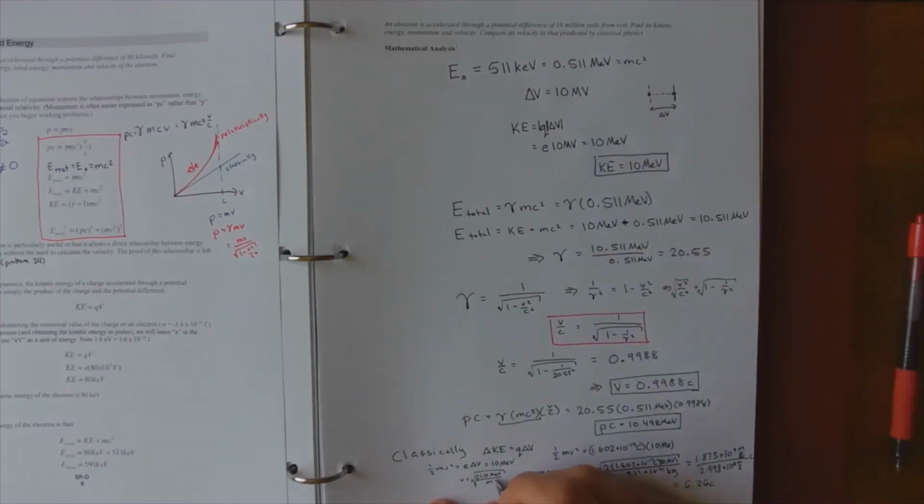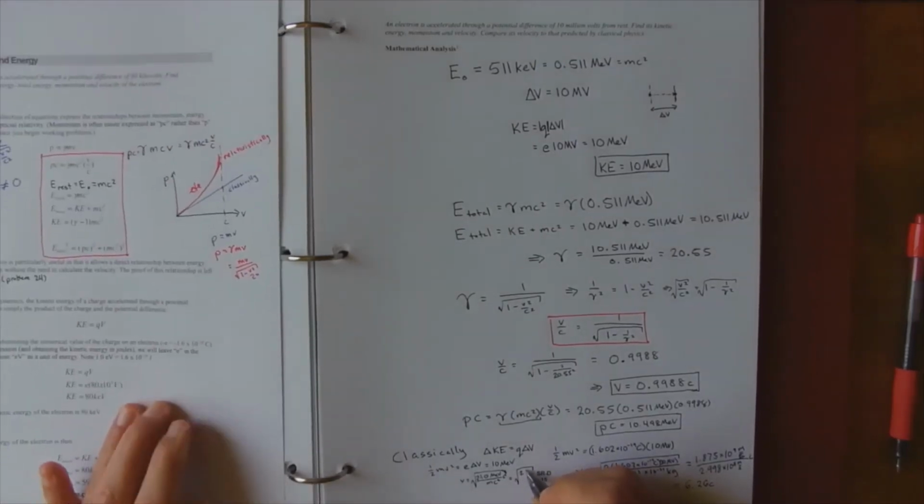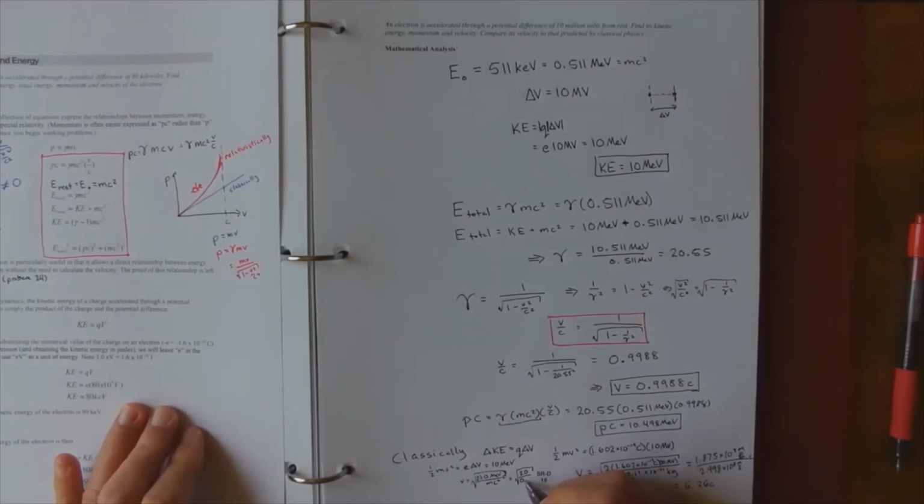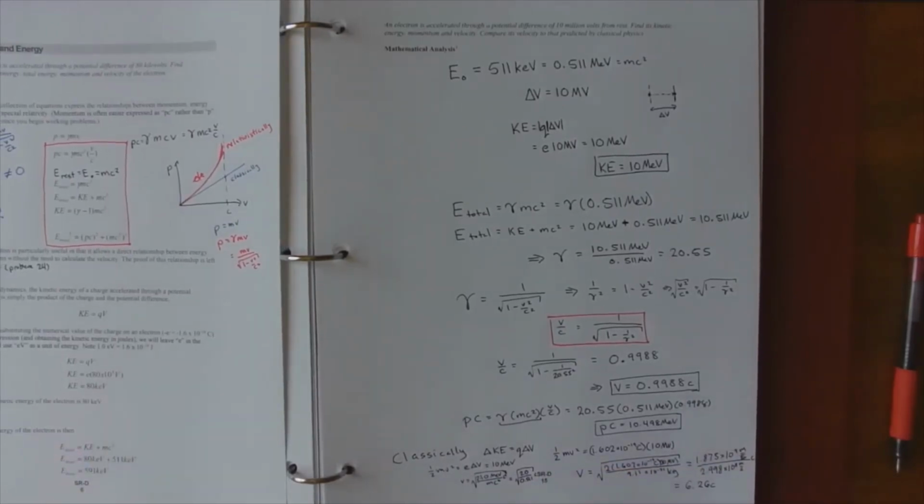So we could say this is mc squared, but then you would have to multiply by c squared, which is fine because when you take the square root of this c squared, that would give you the c that we have there. So this is the square root of 20 mega electron volts divided by 0.511, and that should give you 6.26 c. And that concludes problem 15.